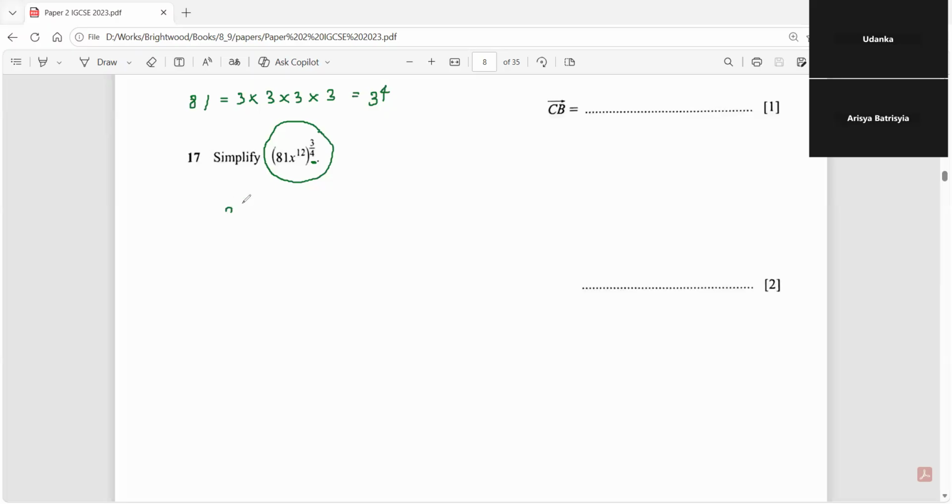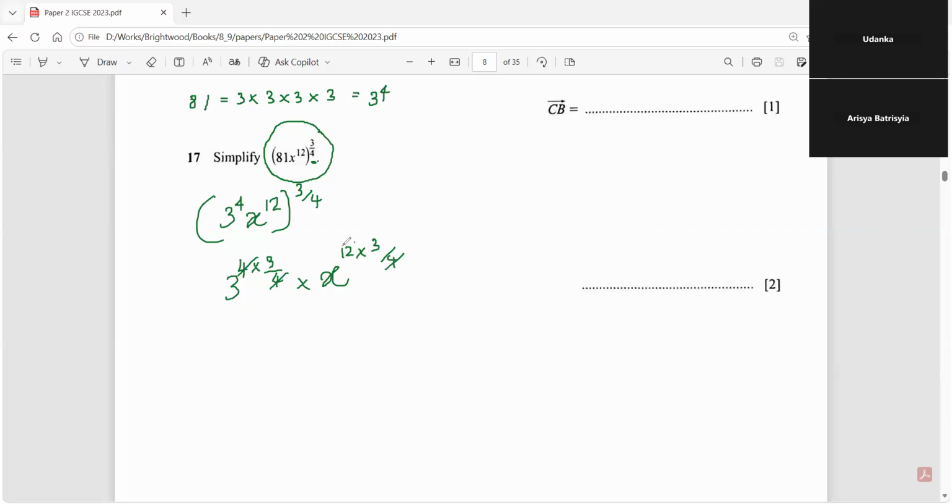81 can be written as 3 to the power 4, and x to the 12. Next, you can write it as 3 to the power 4, x to the 12, and then the power 3 over 4. You can write like that, no? So at last you can expand both. You can write it as 3 over 4 into x to the 12, with the power 3 over 4. Now you can cancel 4 and 4 here.